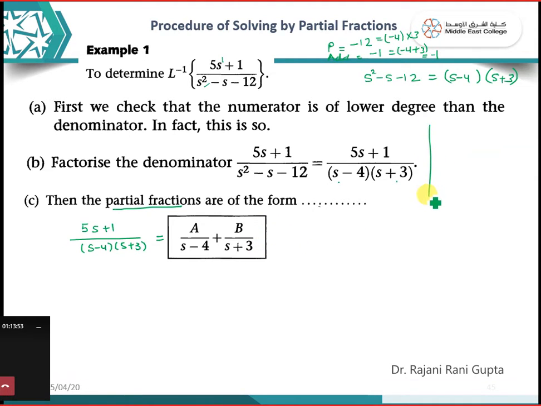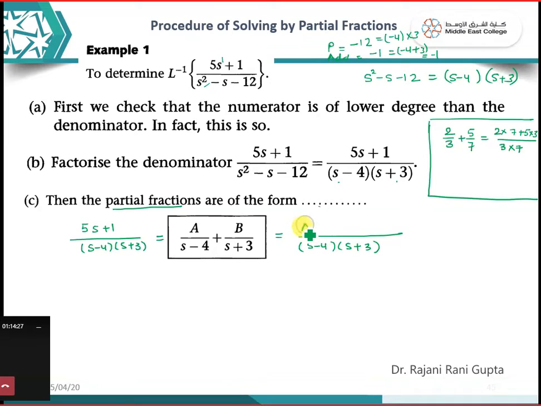It is matching with how you add two rational numbers. Do you remember when you have rational numbers like 2 over 3, 5 over 7, how you simplify them? You take the LCM, which is 3 times 7, and then you cross multiply: 2 times 7, 5 times 3. The same thing you will apply here. You will simplify. The denominator will be the product of these two terms, s minus 4, s plus 3. Now you need to check what comes with A, what comes with B.